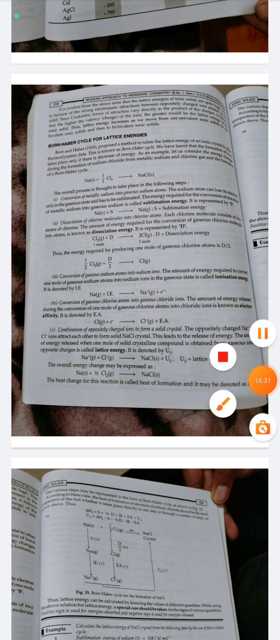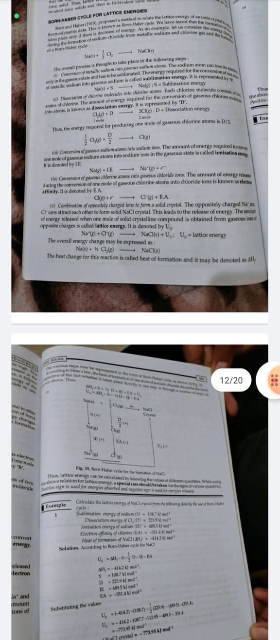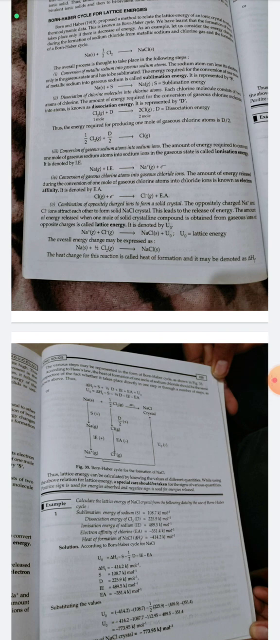Combination of oppositely charged ions to form a solid crystal. The oppositely charged Na positive and Cl negative attract each other to form NaCl crystal. This leads to release of energy, and the amount of energy released when 1 mole of solid compound is obtained from gaseous ions of positive and negative charge is called lattice energy. It is denoted by U0.